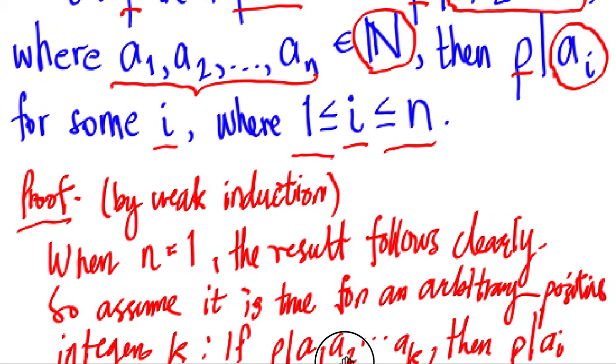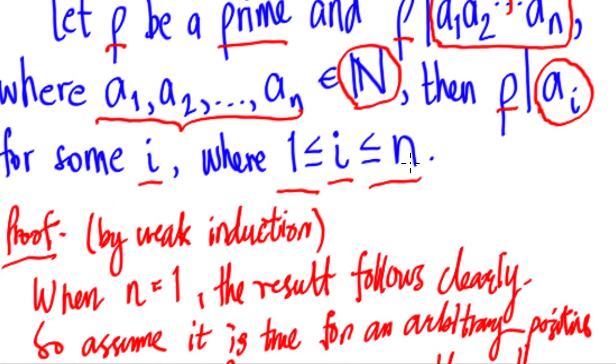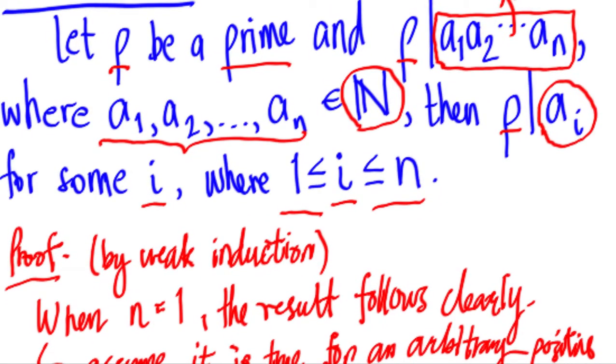So proof by induction. When n is equal to 1, the result follows clearly, since i is equal to 1. So we have the first term. Okay, so p divides a sub 1, by lemma 1. It must be a factor of the first term.